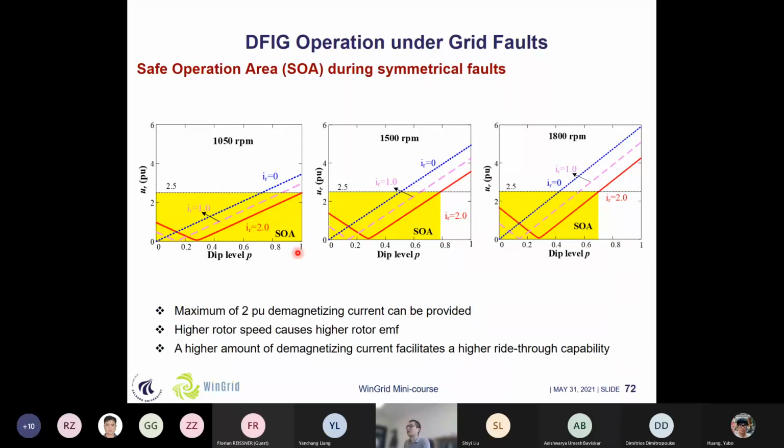In case we use 2 per unit demagnetizing current, in the case of low speed, we can ride through all fault levels, even when the dip level is up to 1. If the speed is higher, for example 1800 RPM, and we inject this 2 per unit demagnetizing current, the dip level you can withstand is less than 0.7. If we compare with lower demagnetizing currents, the ride-through capability becomes even lower if we use a lower amount of demagnetizing current.